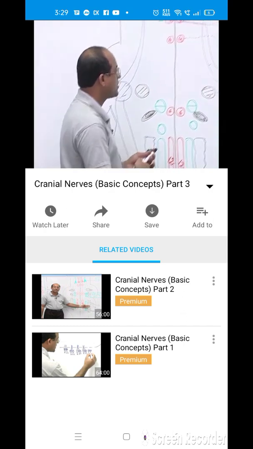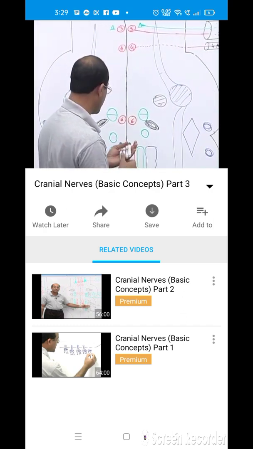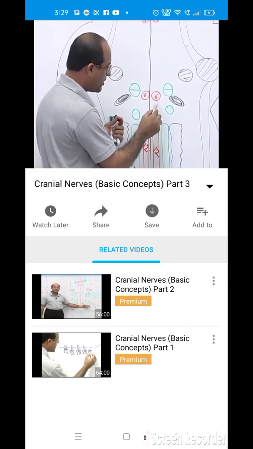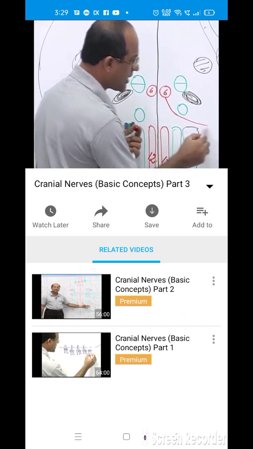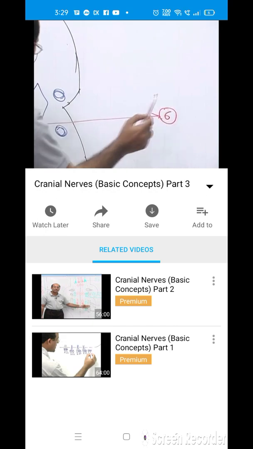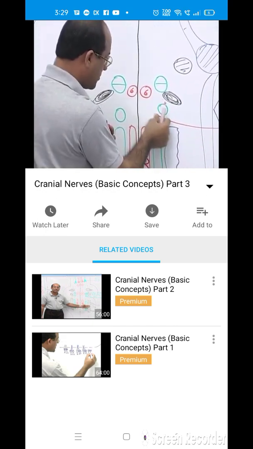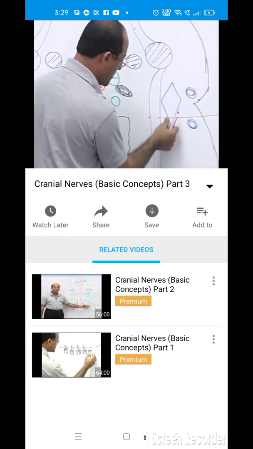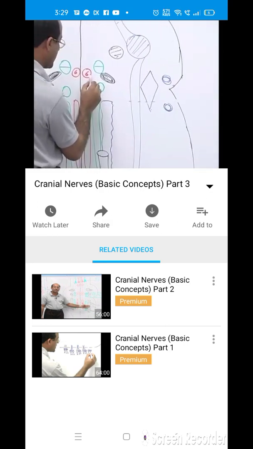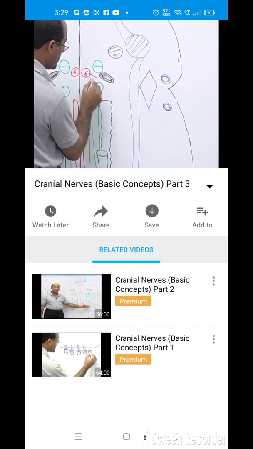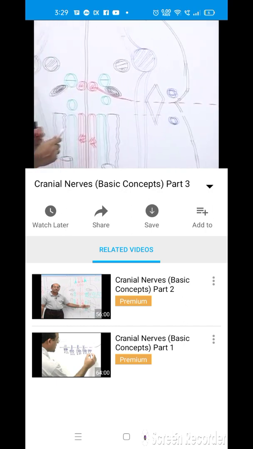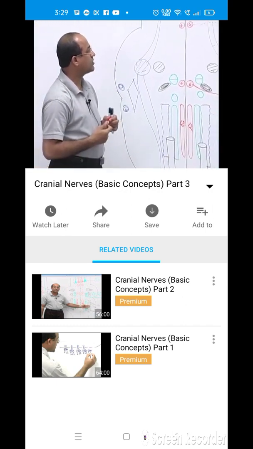Now we come to the fifth nerve, but before that it's better to connect the sixth. The sixth nerve is like this, and this is going for abducent. Okay, let me draw it a little bit different way. This is the sixth nerve, right? Now the fifth is left.